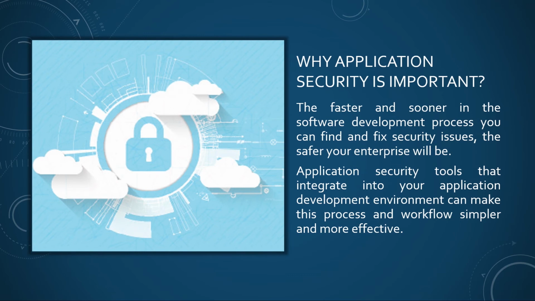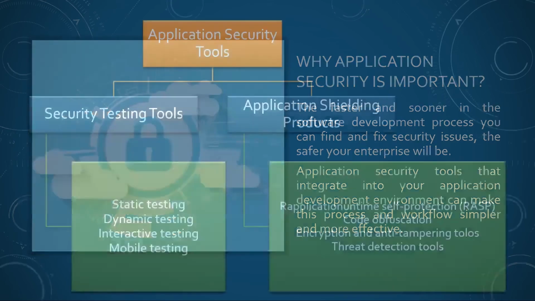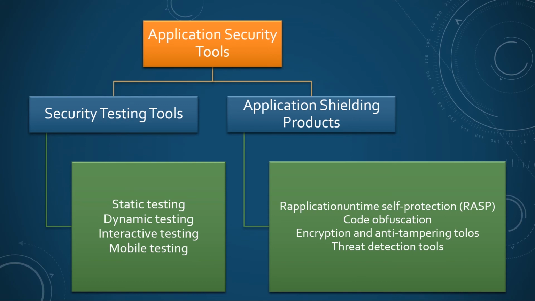The application security tools we have fall into two categories: the security testing tools and the application shielding tools or products. For the security testing tools, that is the first section, they are somewhat useful for deciding what you need to protect in your app portfolio.